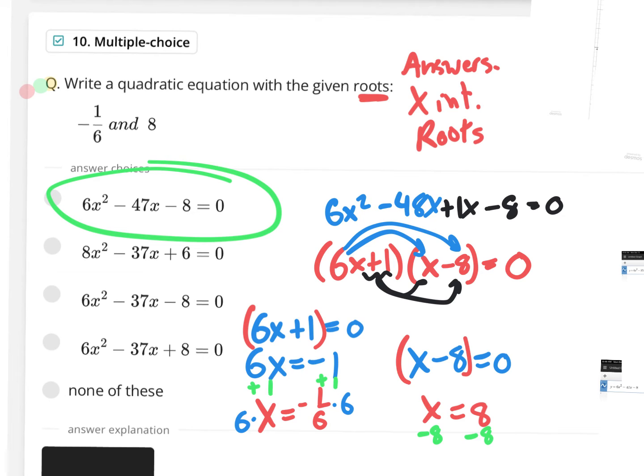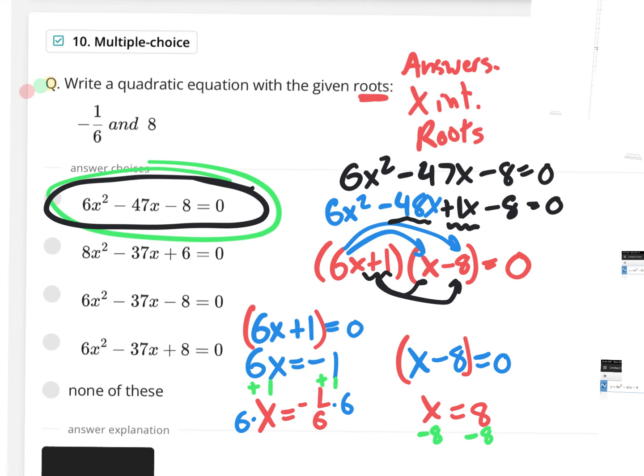We still have the equals 0. We're going to combine the middle terms. The -48x and the +1x will give us a -47x. We still have the -8 that equals 0, and we still have the 6x squared in front. And you should identify that that is the quadratic equation that came from the answers x equals -1/6 and x equals 8. That was a lot of work. So you choose, do it the way we used to, just like this, or graph all of these on Desmos and see which one actually crosses at -1/6 and at +8. So those are your two options.